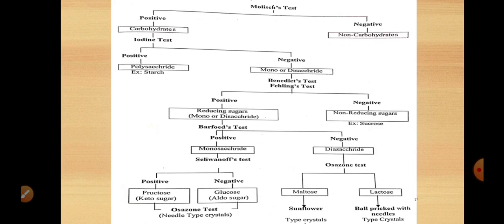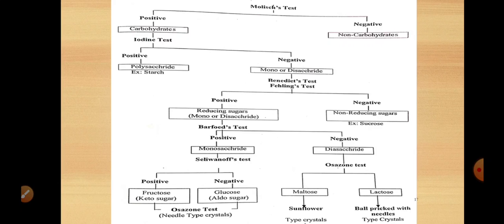If you get a negative test, it is an indication that mono or disaccharide may be present, whereas polysaccharides are absent. If the result is negative, you will proceed further. If you get a positive result in the iodine test, it is an indication that starch is present and you will confirm also, so you will wind up there itself. If you get a negative test of the iodine, then it is an indication that mono or disaccharide is present. Then you should try to further test to identify which mono or disaccharide is present.